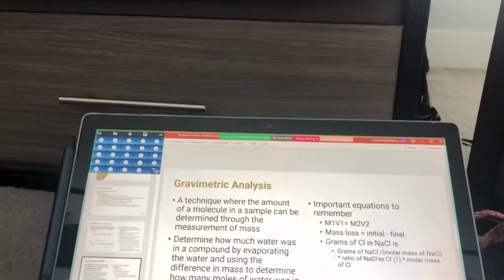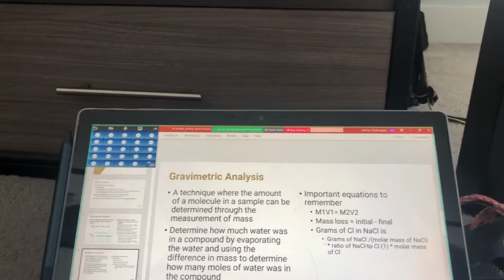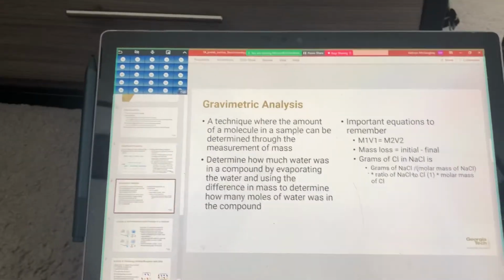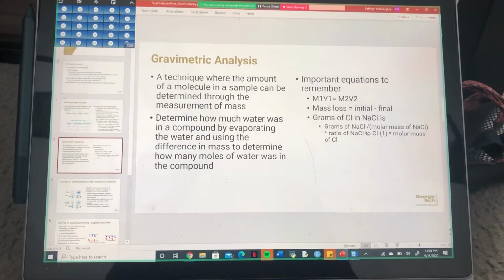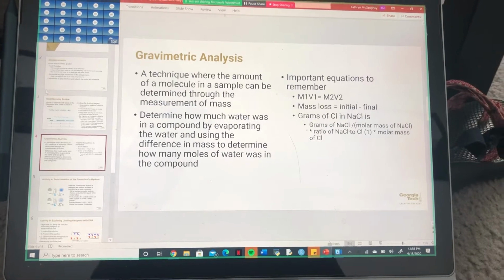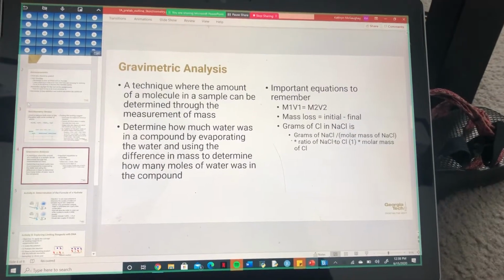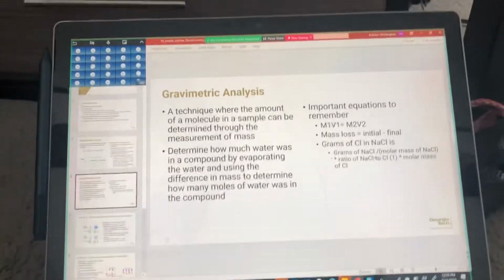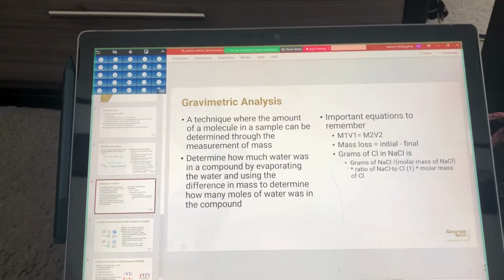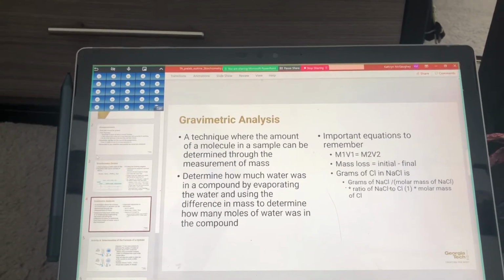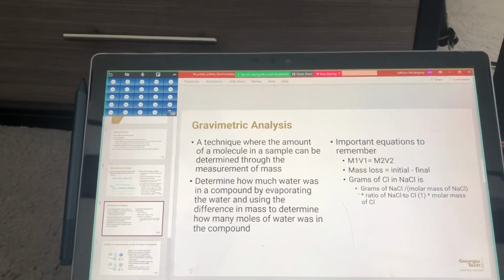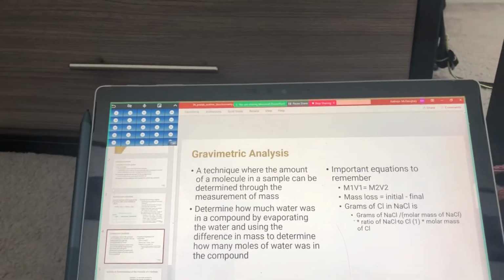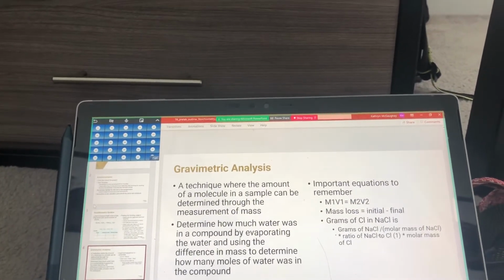And then this lab, we're going to be using gravimetric analysis, which is a technique where the amount of a molecule in a sample can be determined by the measurement of mass. And then, for example, you could determine how much water was in a compound by evaporating the water and using the difference in mass to determine how many moles of water was in the compound.